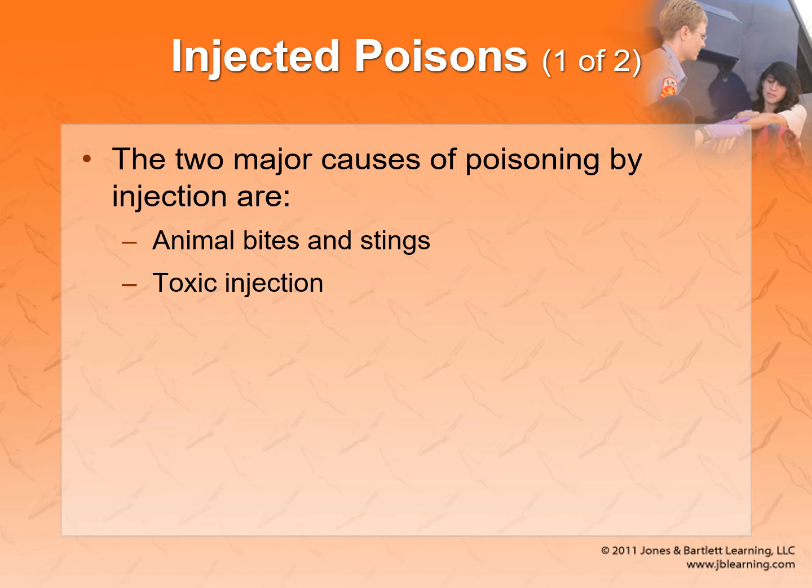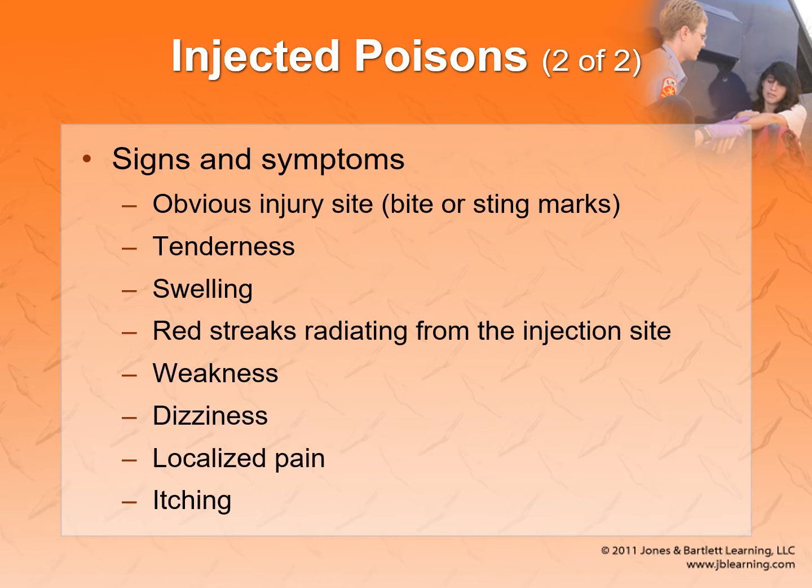All right, injected poisons, we're kind of talking about two different things here. It's going to be animal bites and stings, but also toxic injections, heroin, stuff like that. But either way, you're going to see some obvious injury site, either from where the needle went in or like the bite marks. It's going to hurt, it's going to be swelling. These red streaks radiating from the injection site, that is called phlebitis. That's where all the veins are really irritated.